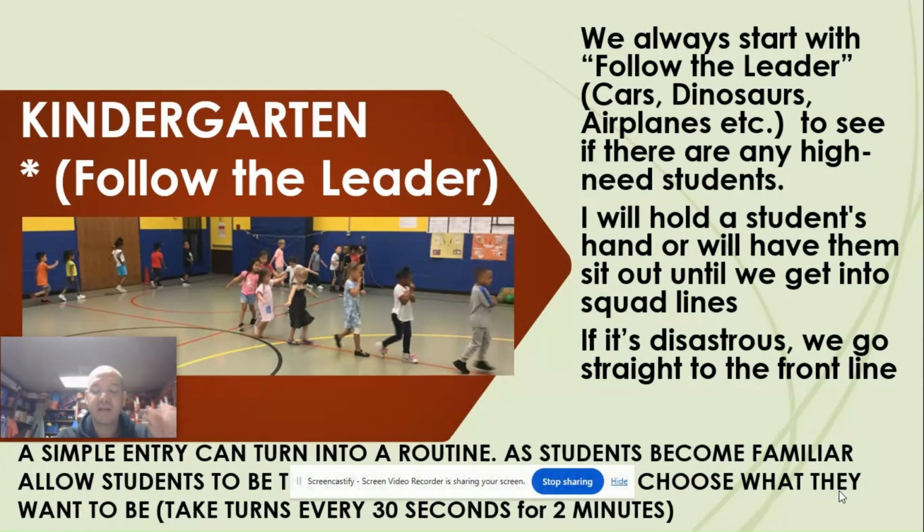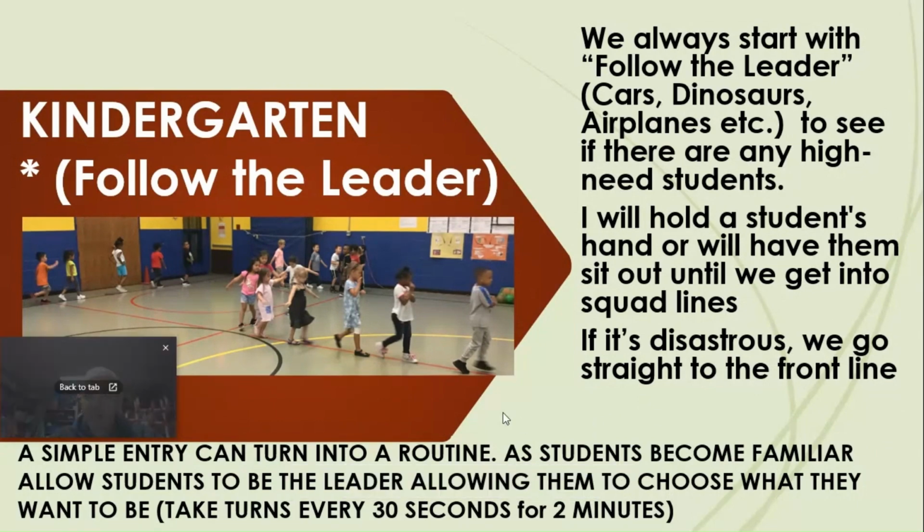If it is disastrous and I see multiple students not knowing where they're going, which doesn't happen often, but it does happen, I'll typically just go straight to the front of the class, and we'll do our seating charts from there. So simple entry, and I just want to put out there that this simple follow the leader can actually turn into a routine, which I will have at the beginning of the year for kindergarten.